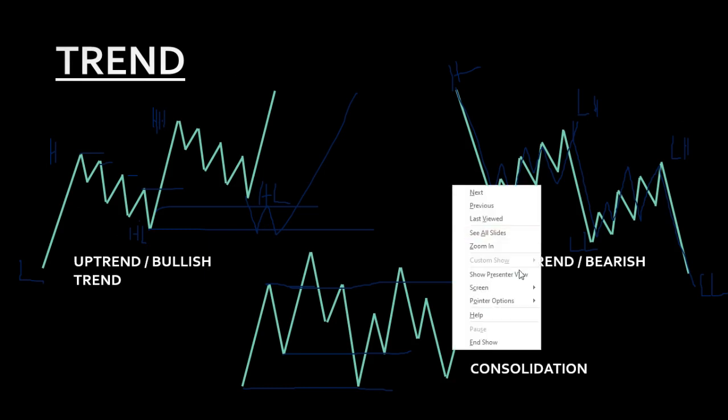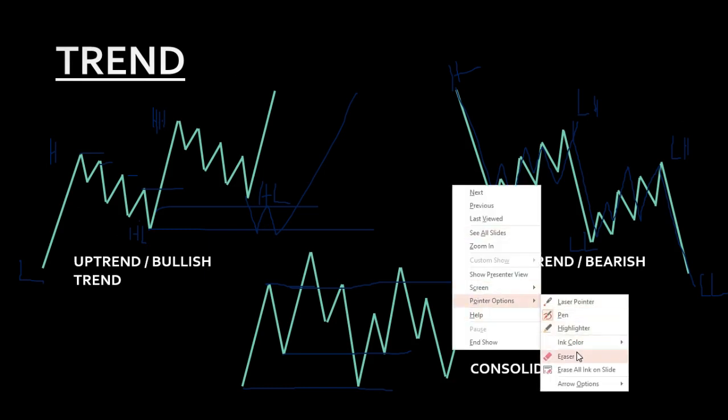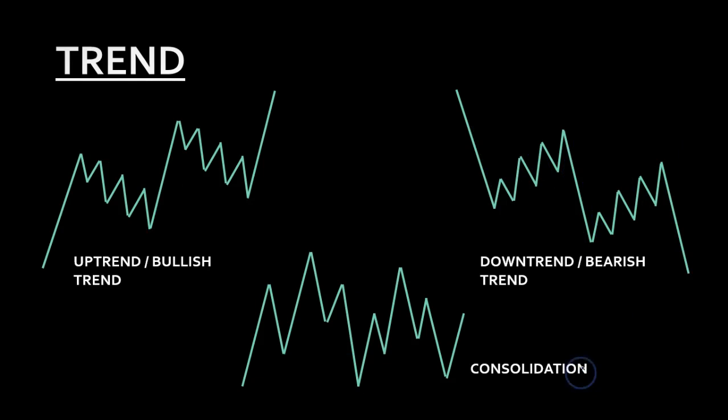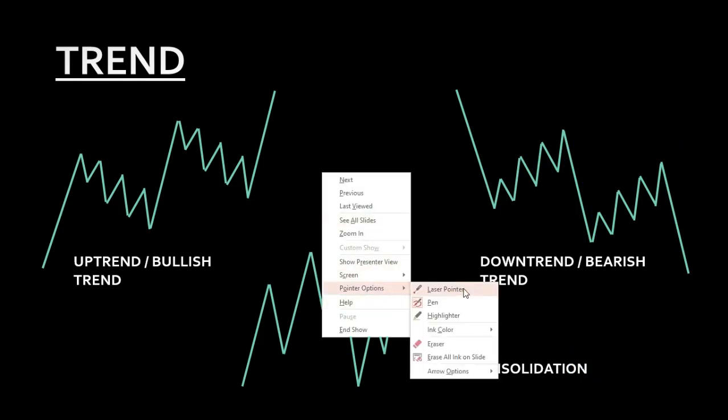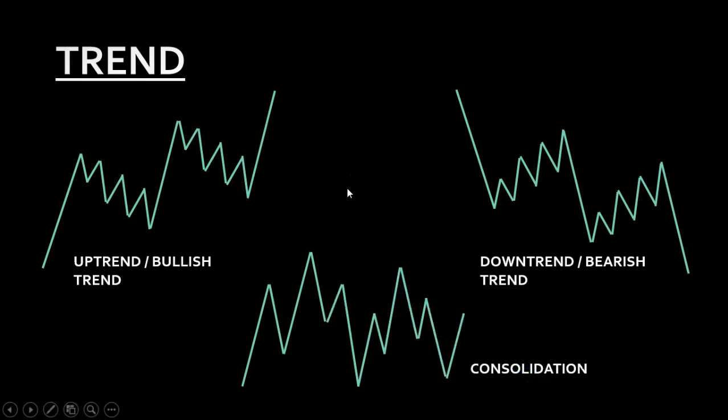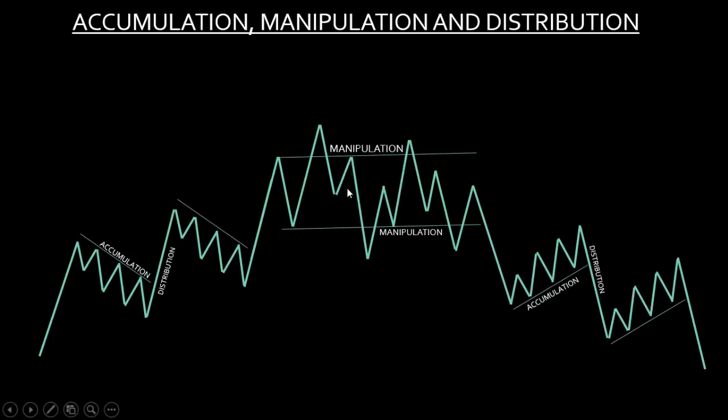Now there is an assignment you guys will have to do here, but I won't be saying that until the end of the video. So let's move on. I want to keep this section very short. The next thing we have to do now is pen options, visible, and then we'll move. Accumulation, manipulation, and distribution. Now what happens during accumulation?